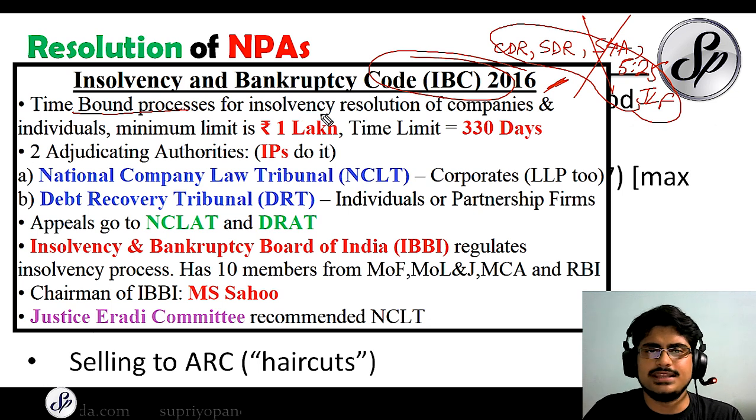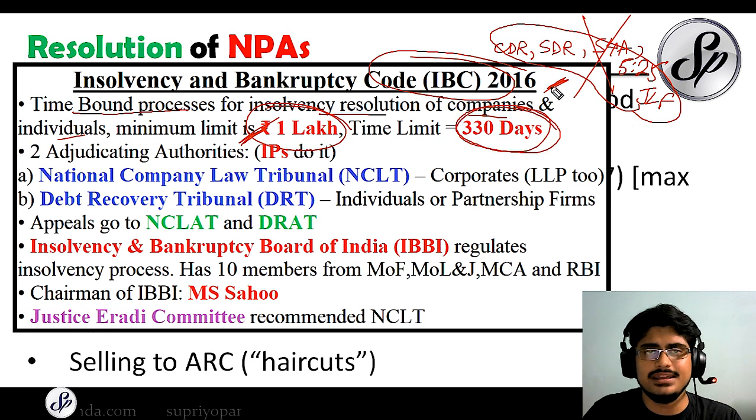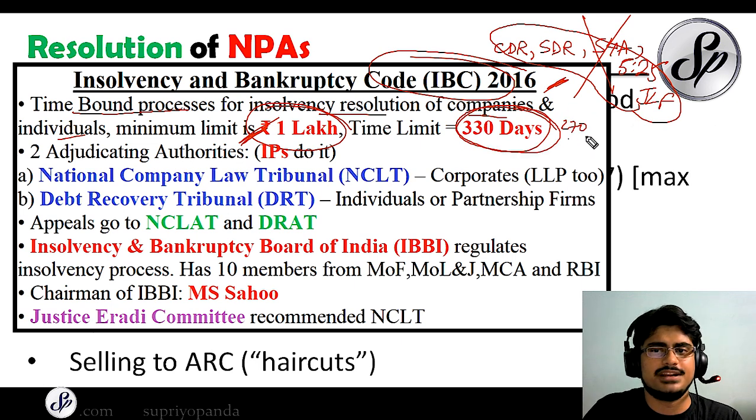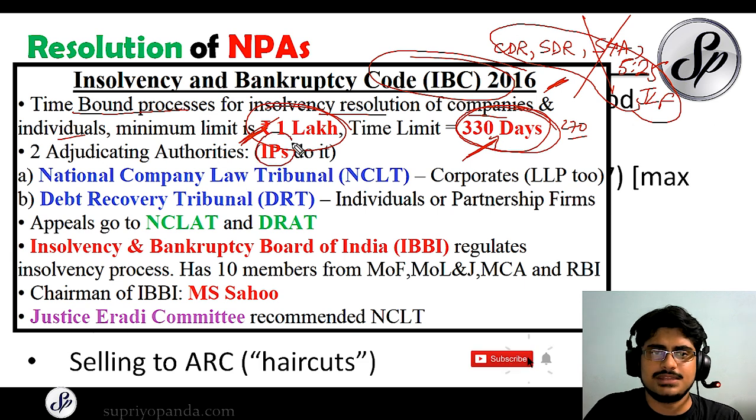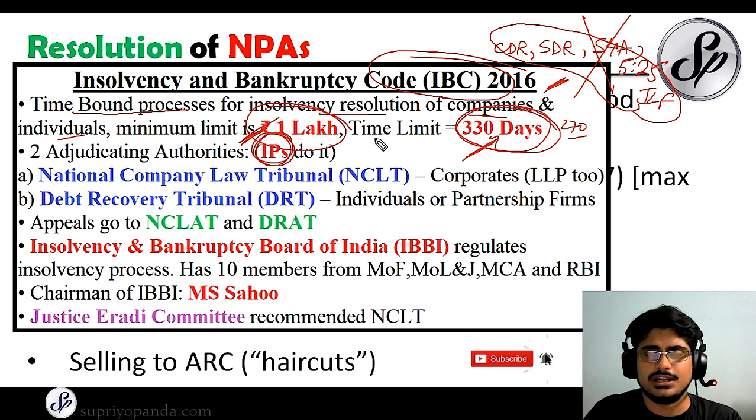So now we can do the insolvency resolution of the companies and also the individuals, and the minimum limit is 1 lakh, remember that, and the time limit, this is also very important, it is now 330 days. Earlier this time limit was actually 270 days, but later on 60 days were added in the 2019 amendment. So now 330 days maximum you can take to resolve cases under the Insolvency and Bankruptcy Code. And remember something, there is something called the insolvency professional or the IP.